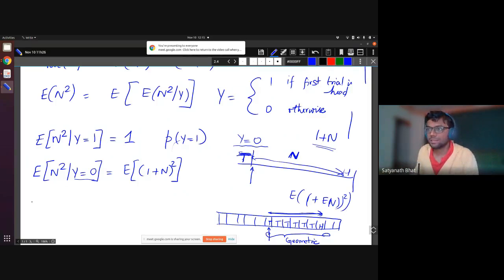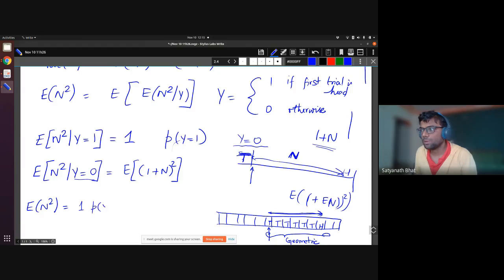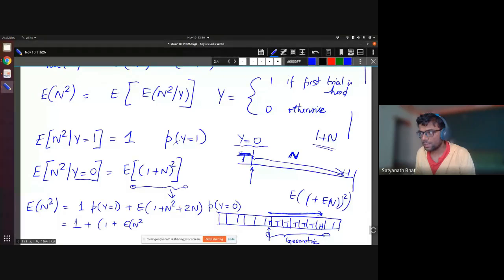Okay, so that is about it. Now we can start evaluating our expression. E of n squared is going to be 1 into p y equal to 1 plus, so this one we will simplify. This will be 1 plus n squared plus 2n into p y equal to 0. Let's simplify further. This will be 1 plus, e of 1 is 1. Then you have e of n squared plus 2 times e of n, which is 2 by p, into 1 minus p.